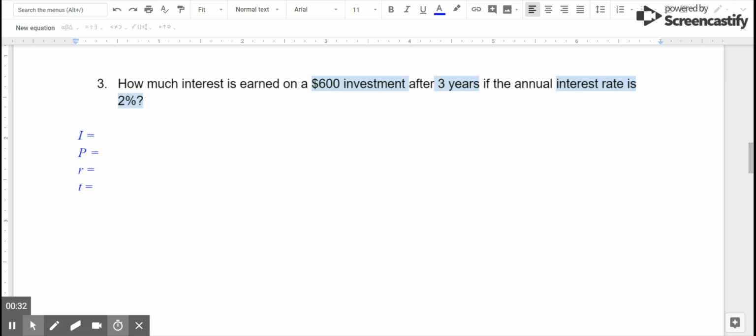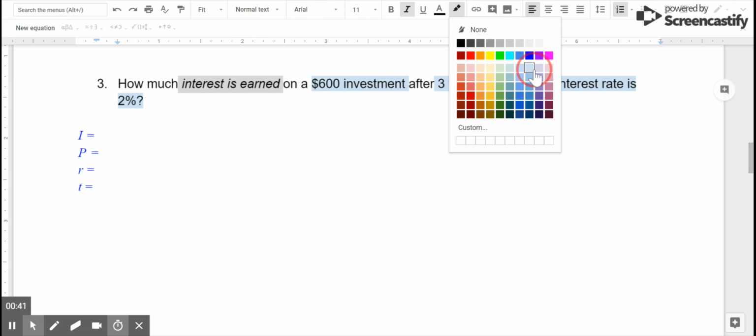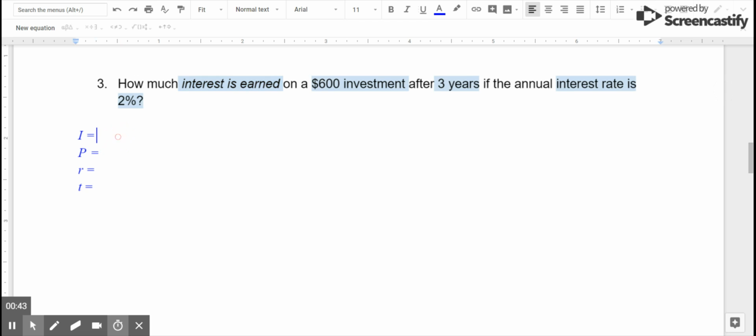I highlighted all of the numbers that we need to be using, and what I'm looking for is the amount of interest that's earned. That's really the key piece of information that I need to focus on. So let's plug in our values. I'm looking for the interest earned, so that's going to be my unknown that I'm solving for.